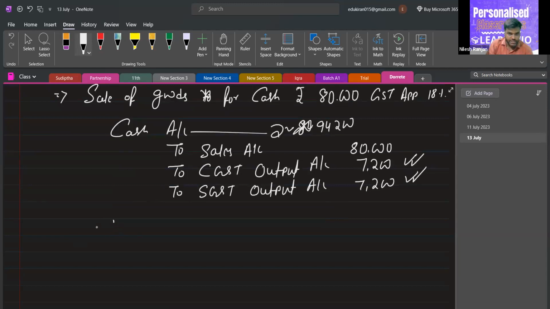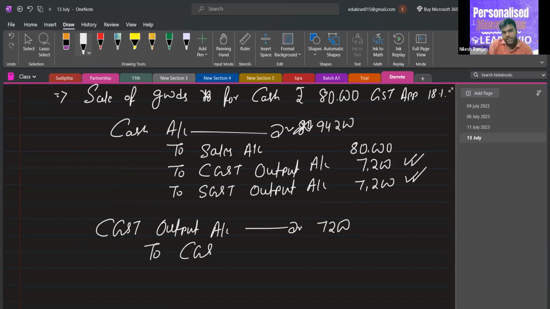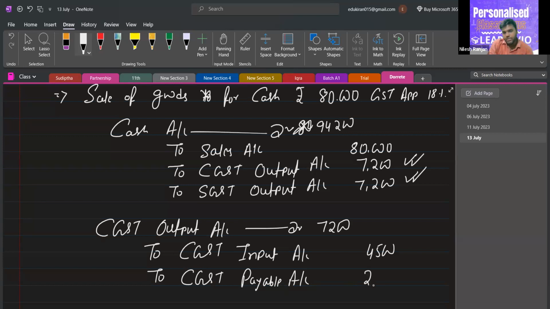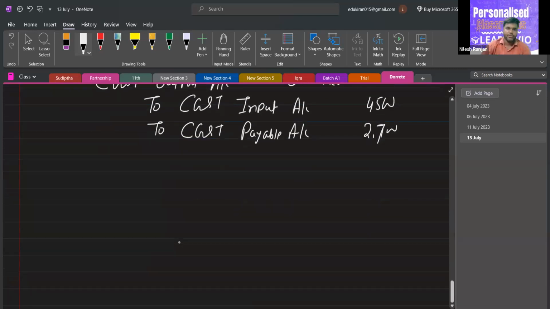So for payment of CGST, CGST output account debit 7,200 to CGST input account 4,500 and to CGST payable. So the balance amount will be paid. It will be 2,700. Same in the case of SGST, same entry.